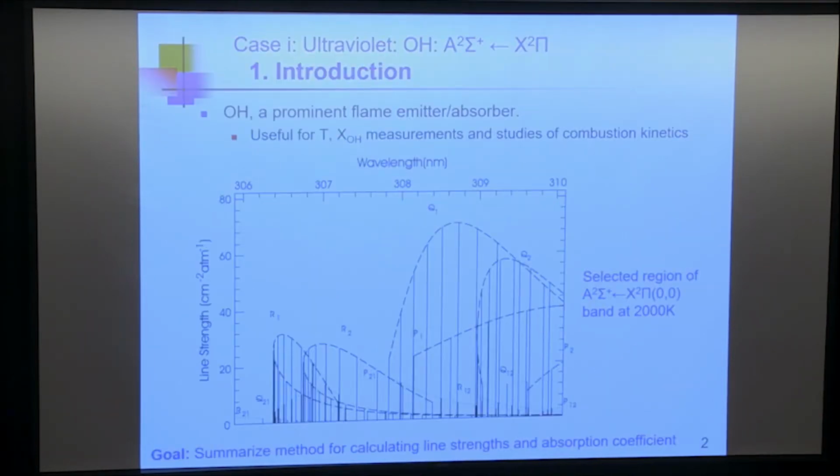You've seen this before. This is a plot of the line strengths at a specific temperature for the transitions in this band. This is the zero. This means I'm going from V double prime of 0 to V prime of 0. There's the V's. There's the electronic change. And now it's all about rotational. It's all about rotational analysis.